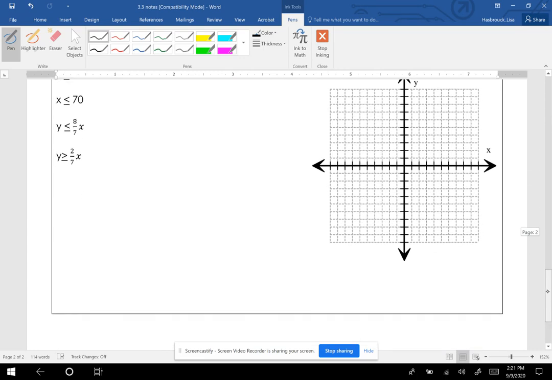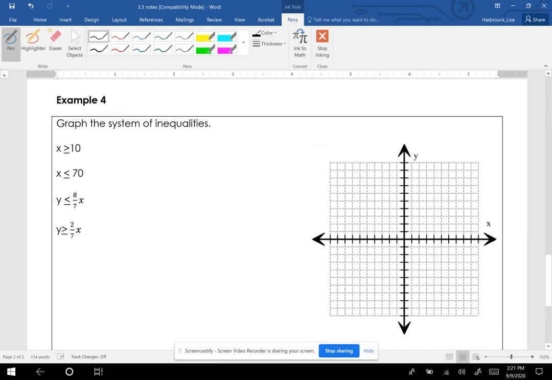Okay, we have one more problem here. We have 4 lines in this one. 2 vertical, and then we got some regular lines that are in direct variation form. So for these first 2, x is greater than or equal to 10. Well, I go to 10 on the x-axis. This is going to be a solid line, and it's vertical.